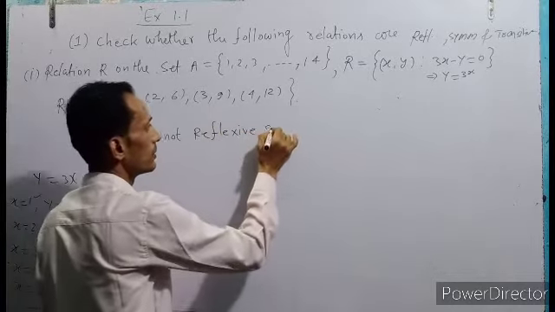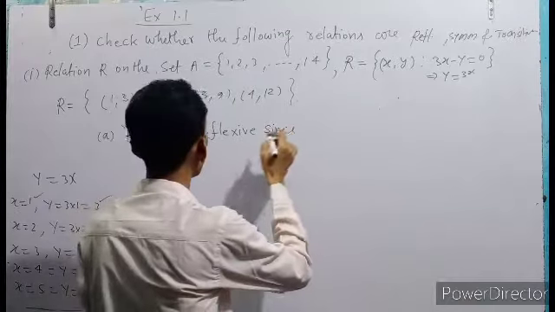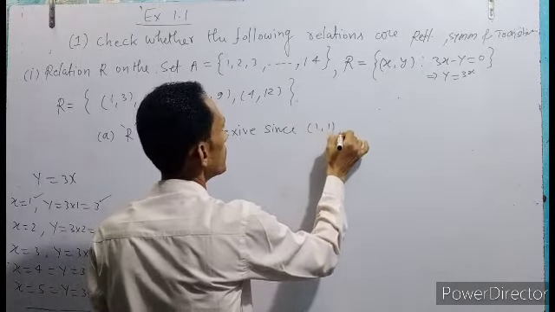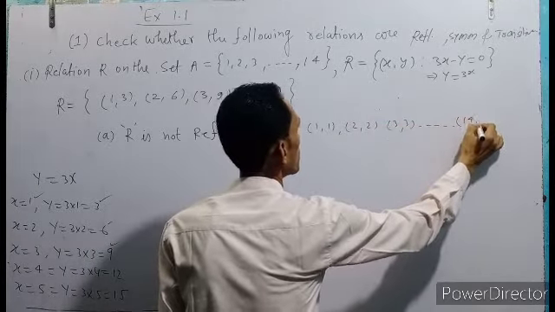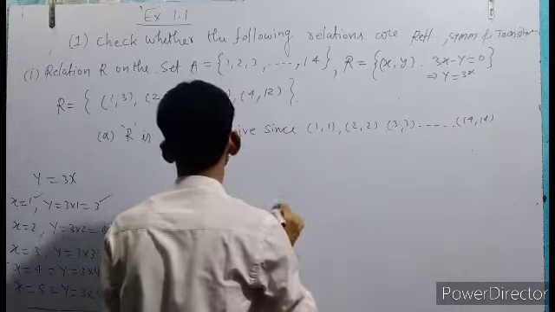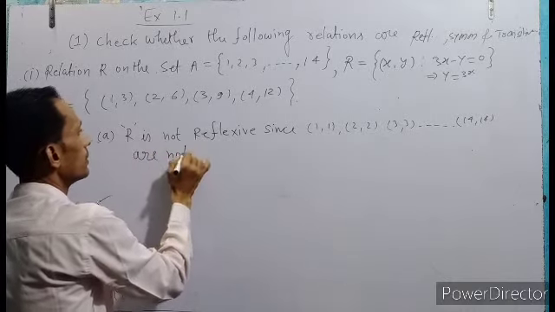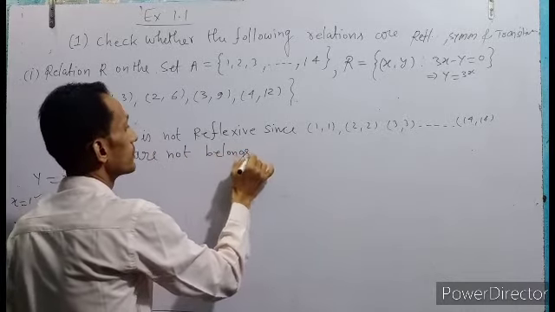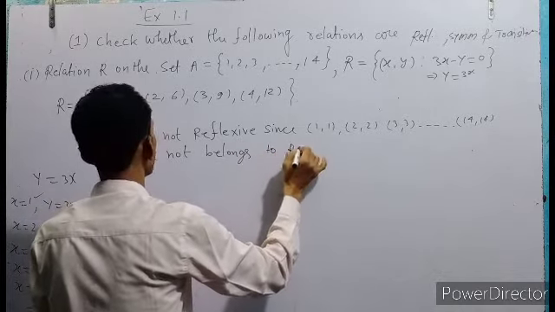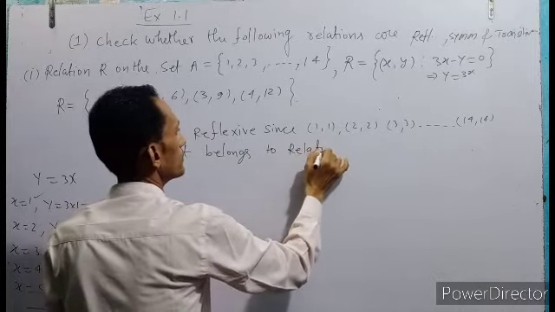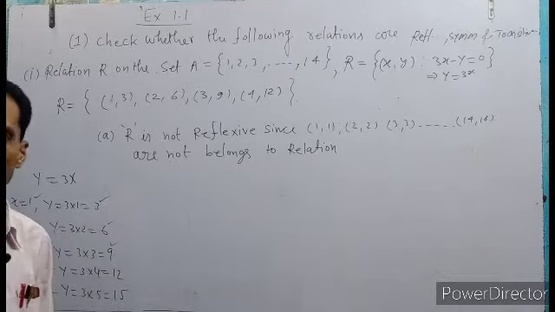Why? Since reflexive means every element is related to itself. So R is not reflexive since (1,1), (2,2), (3,3) and so on up to 14 do not belong to the relation. Hence, this is not reflexive.